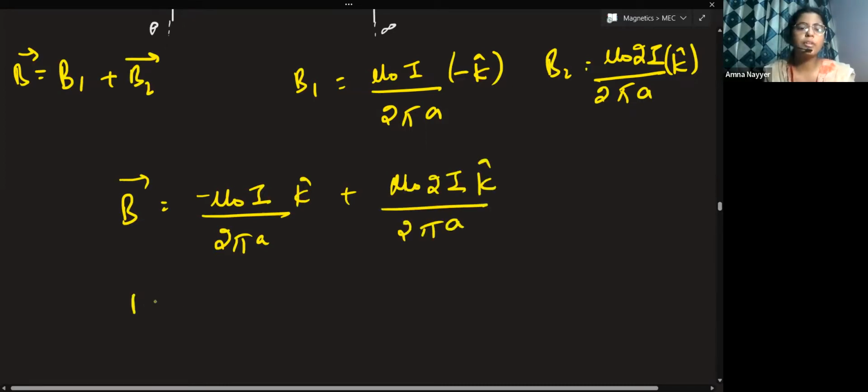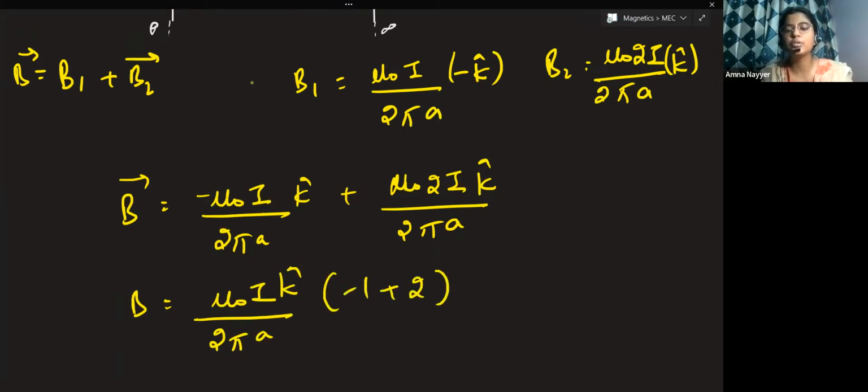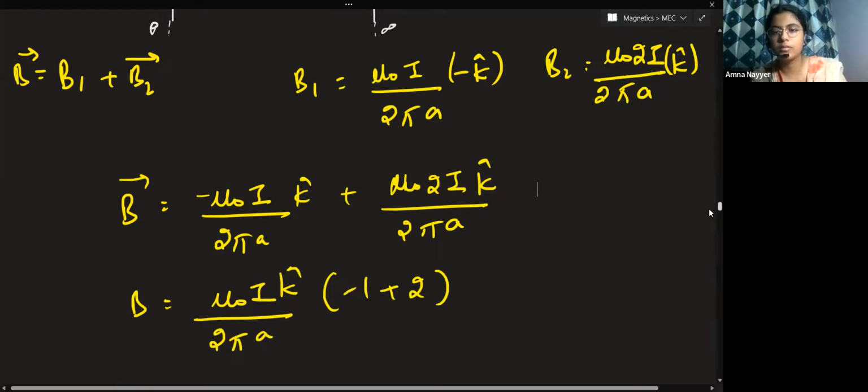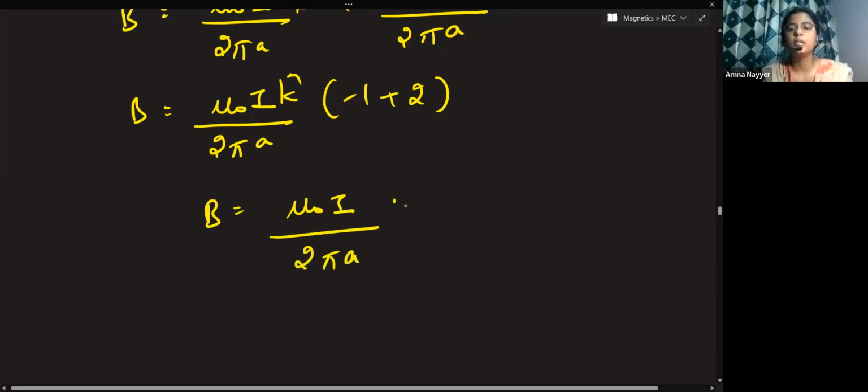So we can do one thing. We can take at least mu naught I by 2 pi A K cap common. What is left? Minus 1 is left. From here, plus 2 is left. So if you substitute, this becomes minus 1 plus 2, which is plus 1. So the final answer is what? Mu naught I by 2 pi A into K cap.